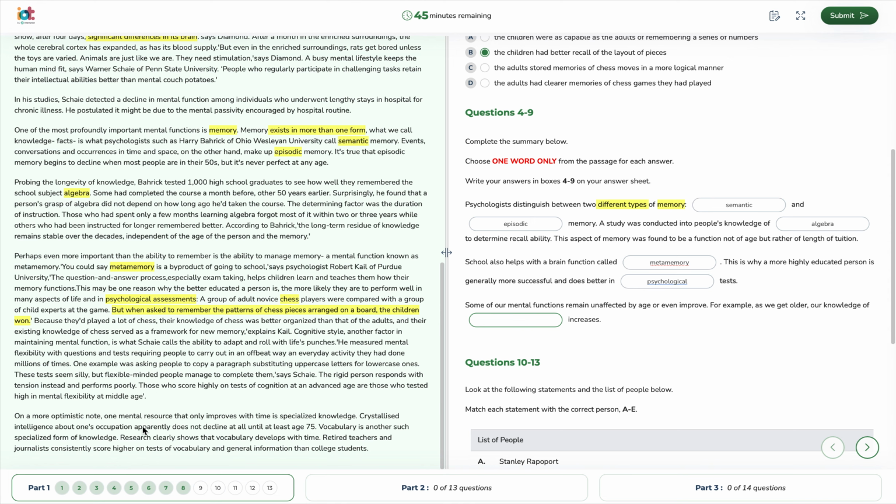If you go to the last, we will read here. They say, on a more optimistic note, one mental resource that only improves with time is specialized knowledge. See, they are saying our knowledge increases with time. Vocabulary is another such special form of knowledge. So our knowledge of dash increases, it's vocabulary.